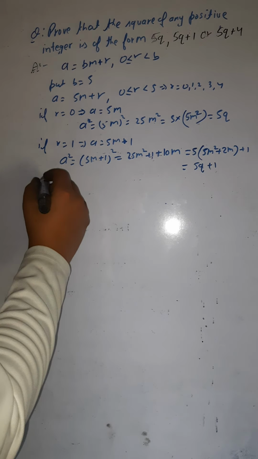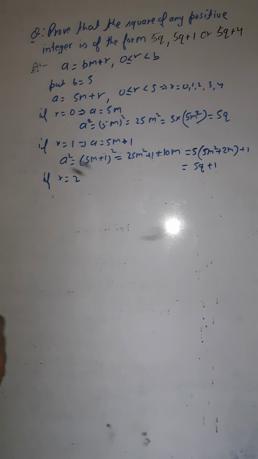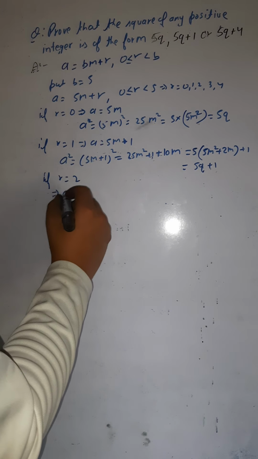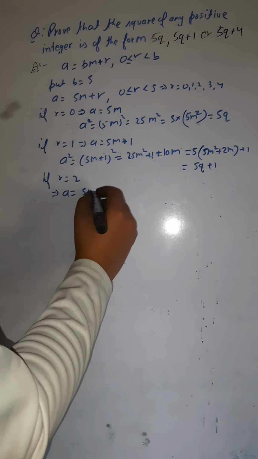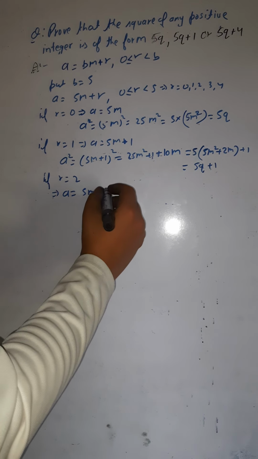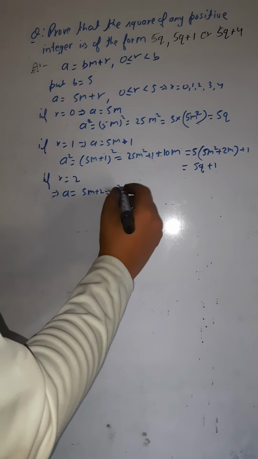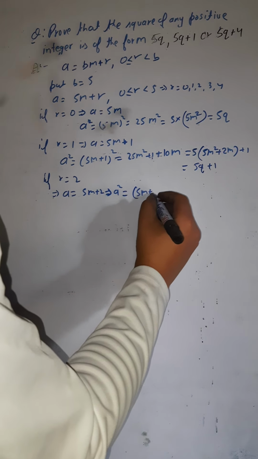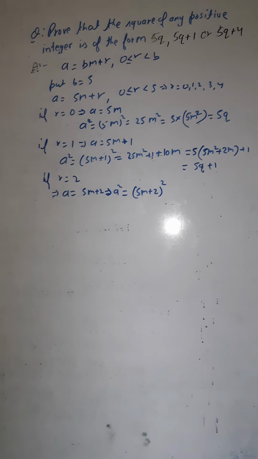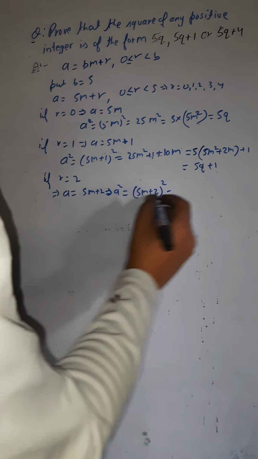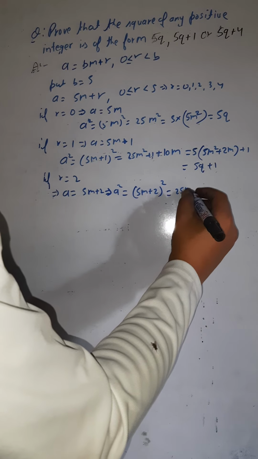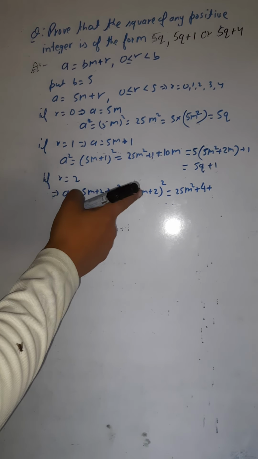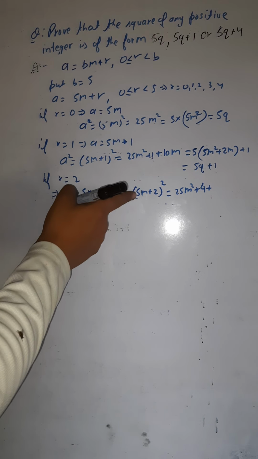Now let's say r is 2. So a would be 5m + 2. Find out its square. a squared would be (5m + 2) squared. It would be a squared plus b squared plus 2ab, that is 25m squared, plus square of 2, which is 4, plus 2ab, that is 2 times 5m times 2, which is 20m.